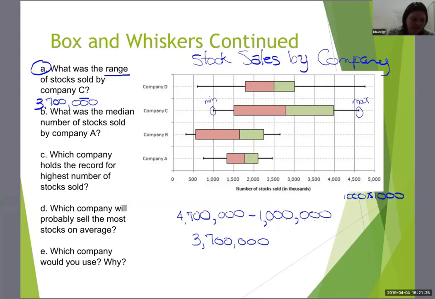Okay, let's look at B. What was the median number of stocks sold by company A? I want the median from company A now. Help me out. Where would I find that? Isn't it like in the middle of the box? That is. The line drawn? The line in the middle of the box is the median.